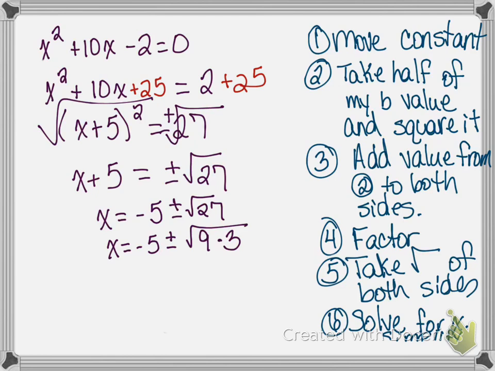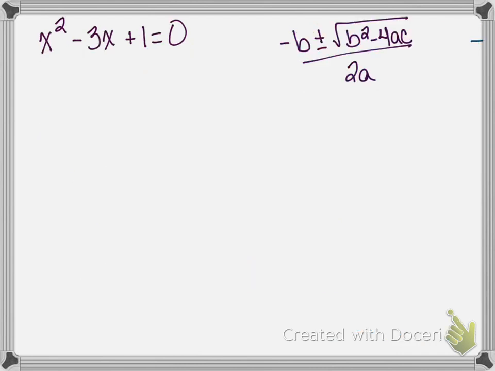Can I take the square root of 9? What's the square root of 9? 3. So I have x equals negative 5 plus or minus 3 times the square root of 3. This is my final answer right here. So this is a reminder on how to solve quadratics when you can't factor. The other option is to use the quadratic formula.